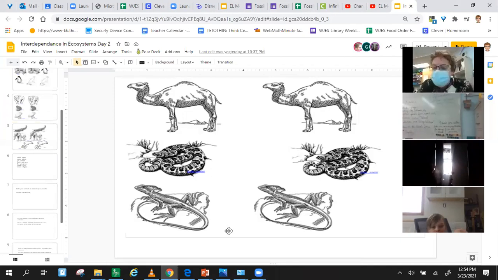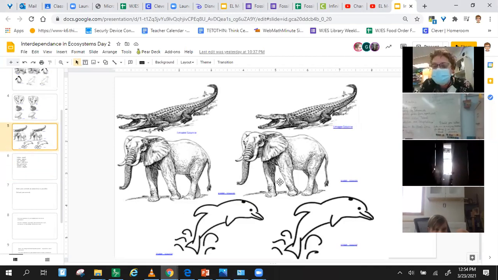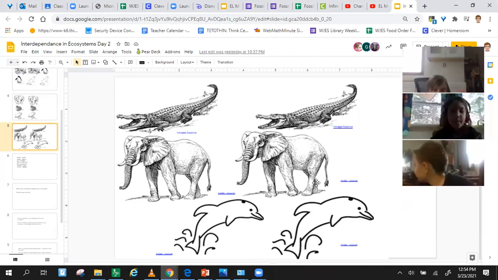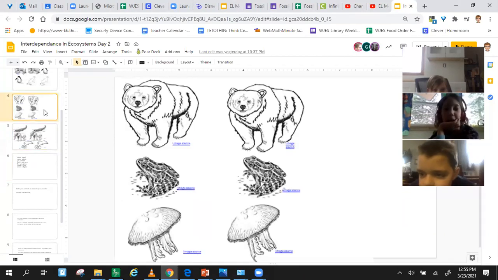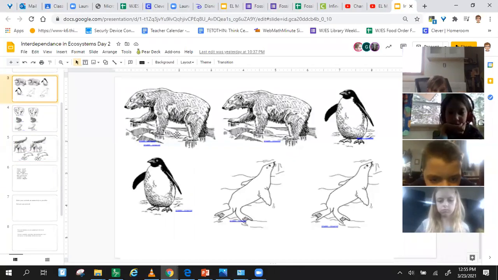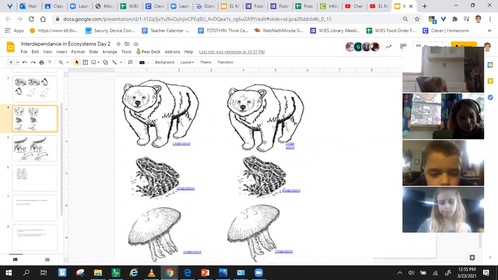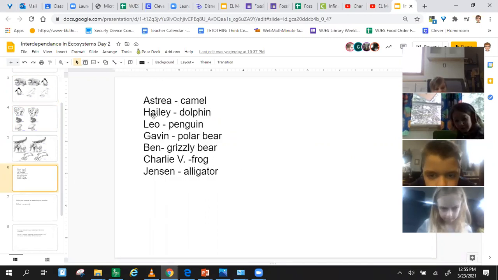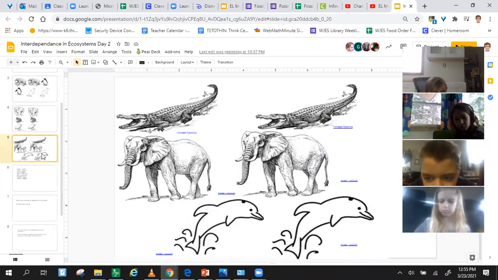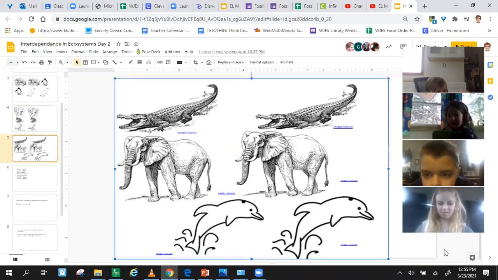All right, Mr. Jensen, do you see what you're going to draw? You're going to draw the alligator, and a picture of an alligator is in here. Gavin, do you see yours? You're going to do the polar bear, and your polar bear is up here. You don't have to draw it exactly like that, but you're going to want to do a polar bear. Ben, yours is the grizzly bear, so that's this one. Miss Haley, yours is the dolphin. Here's your dolphin. You don't have to draw it exactly like that. Just do your best. You don't have to be perfect, and you just want to color it, okay?